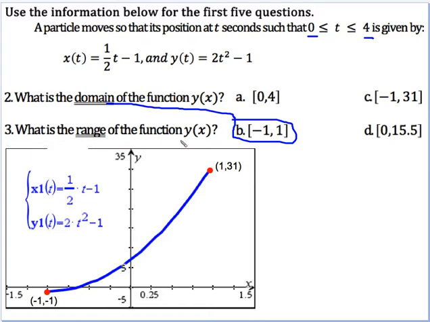Now for the range, I want all possible y values. Well, my minimum y value is -1, and my maximum y value is 31. So for the range, the correct answer would be C.